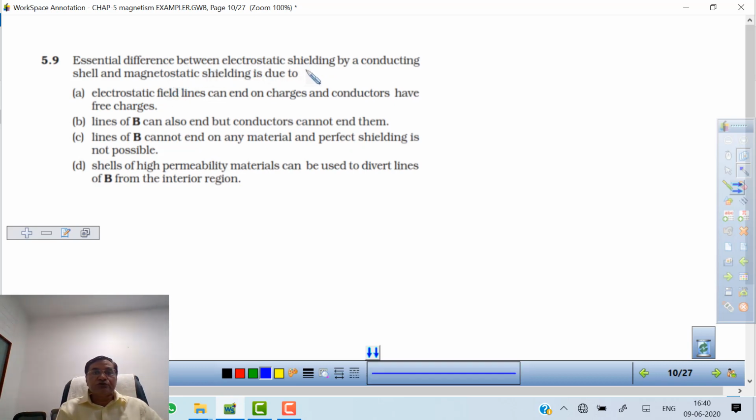The essential difference between electrostatic shielding by a conducting shell and magnetostatic shielding is that electrostatic field lines can end on charges and conductors have free charges. Lines of B can also end, but conductors cannot end them.